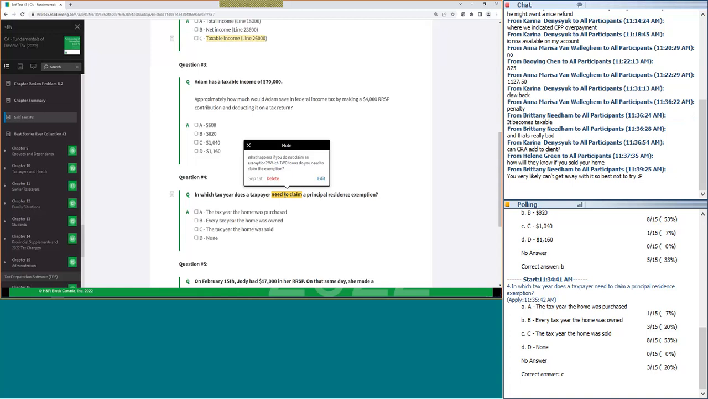So absolutely, Brittany, you probably can't get away with it. Better not to try, especially because it is exempt. You don't have to pay tax on it if you report it. So make sure you report it. Protect yourself, protect your clients.